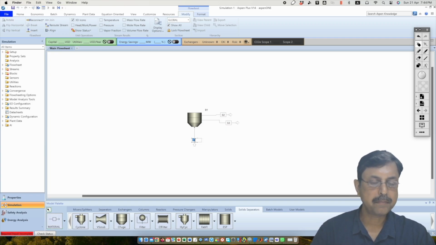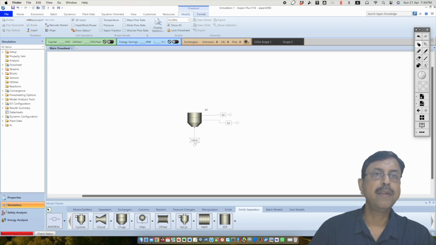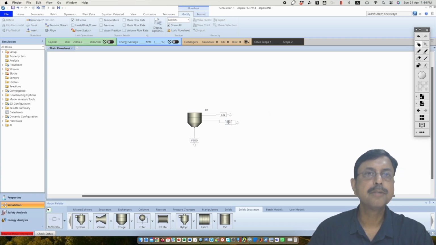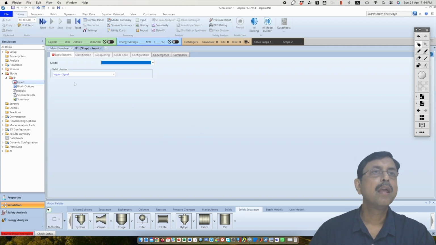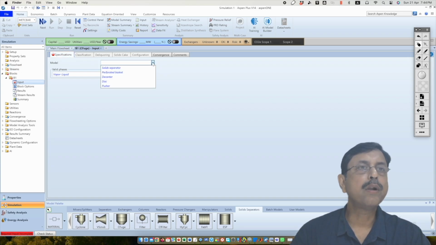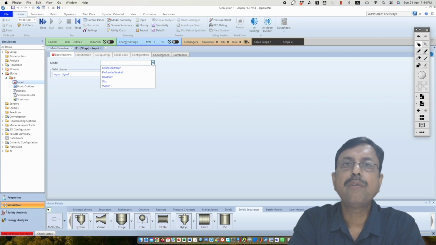First, let us rename them. So this is feed, this is liquid, and this is solid. Now first go to the block and see what inputs we need to specify. This is the centrifuge model. You have to first give the model specification. Here you will find that there are 5 types of model specifications that you can mention.